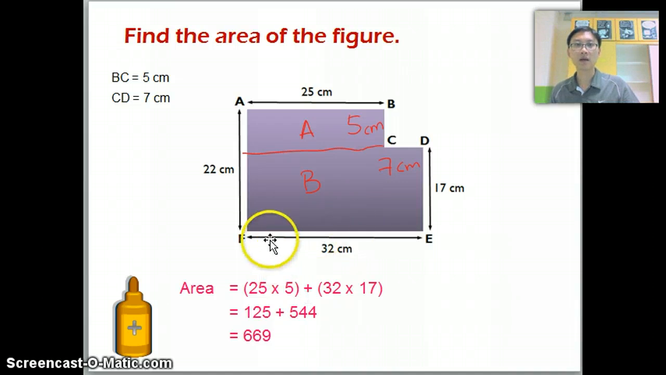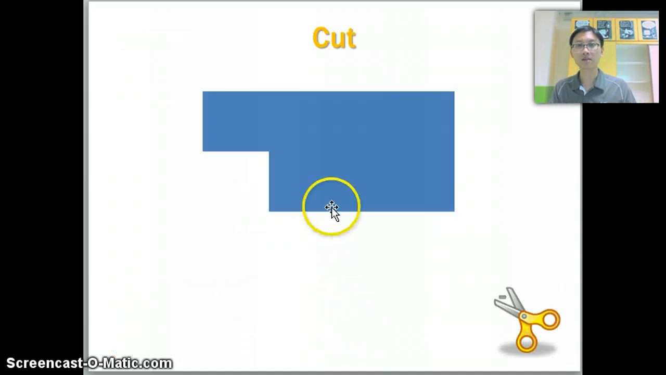So now my area, very simply, will be, this is my A. 25 times 5 is my area of A. The area of B is 32, length, times 17, breadth. And then finally, I add them up together, and this will be my final answer. Okay, so the whole method of pasting is I divide and then I paste.